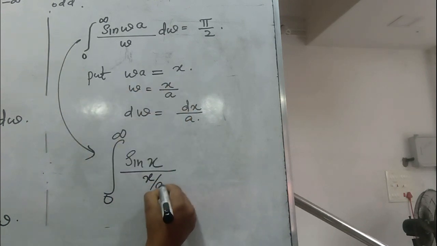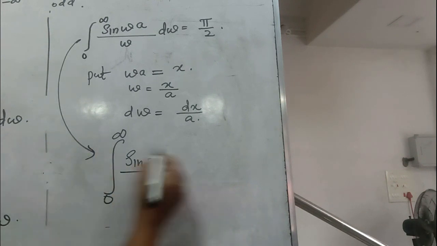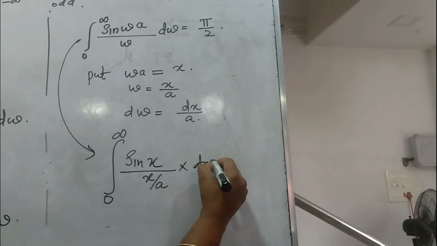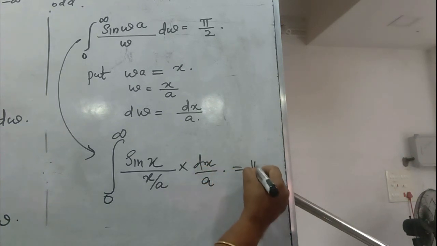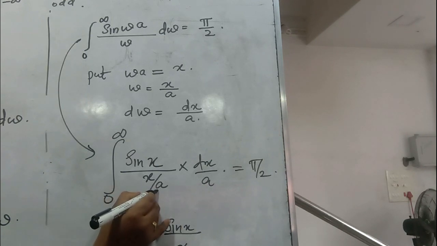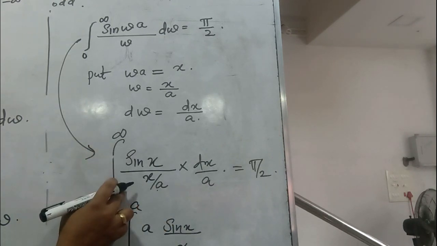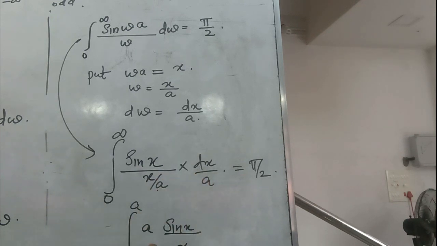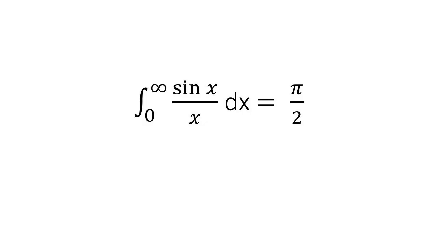So the denominator term, where does it go? This a comes to the numerator; we will write that in the next step. Into dx by a equals pi by 2. That is the integral of sin x by x, where 1 by x by a is a by x, the reciprocal, which multiplies, into dx by a equals pi by 2. Cancelling these two terms, we get the integral from 0 to infinity, not 0 to a, of sin x by x dx, and the result is pi by 2.